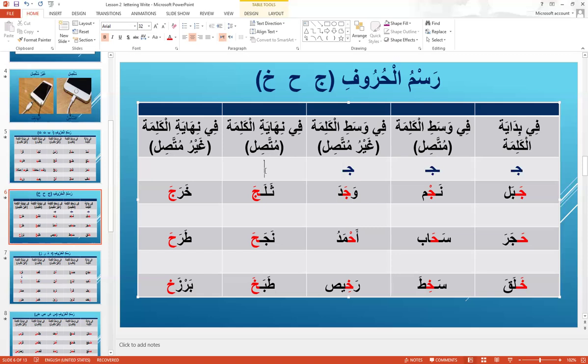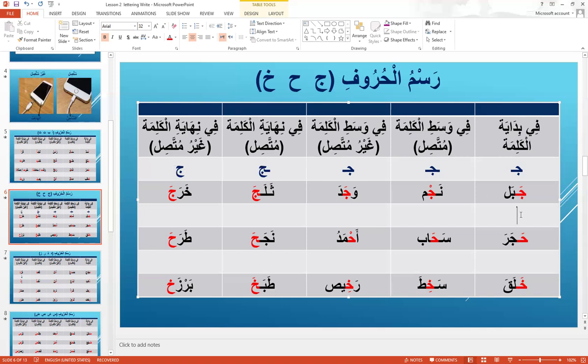So fi nihayatil kalima muttasil, Jim at the end of the word connected. So how do we write that? There's going to be a connection here, then Jim itself. Then Jim في نهاية الكلمة غير متصل. So in this case, it's not connected, so we write Jim the normal way we've written it in the first class.